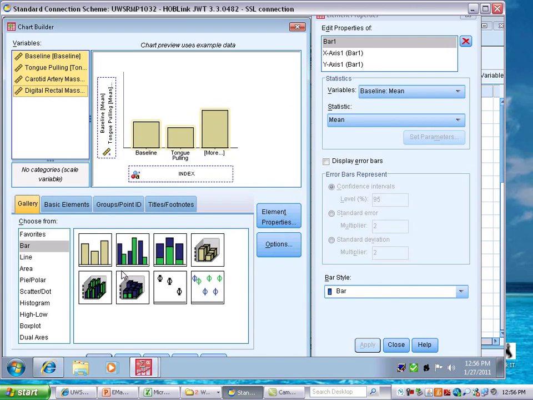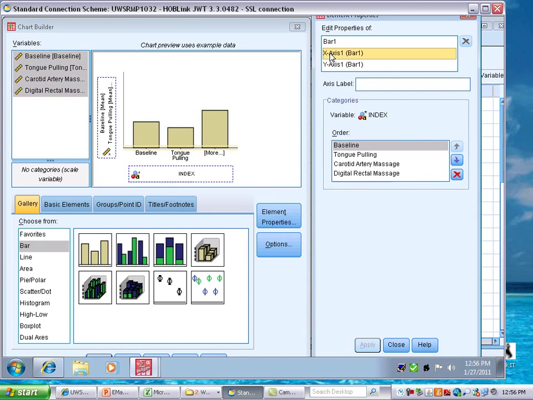I'm going to click OK because I like that. Now here is where I'm going to show you for a minute what we can do with the axes. I think that on the x-axis I would like to call it something like type of treatment. Okay, and I'm going to apply that.